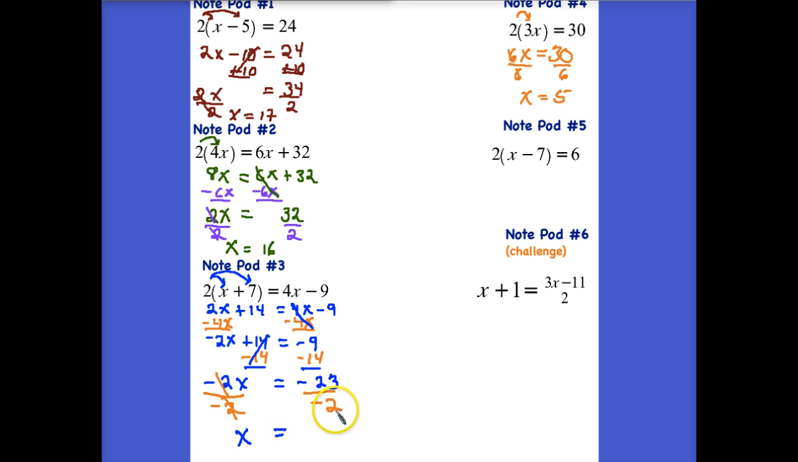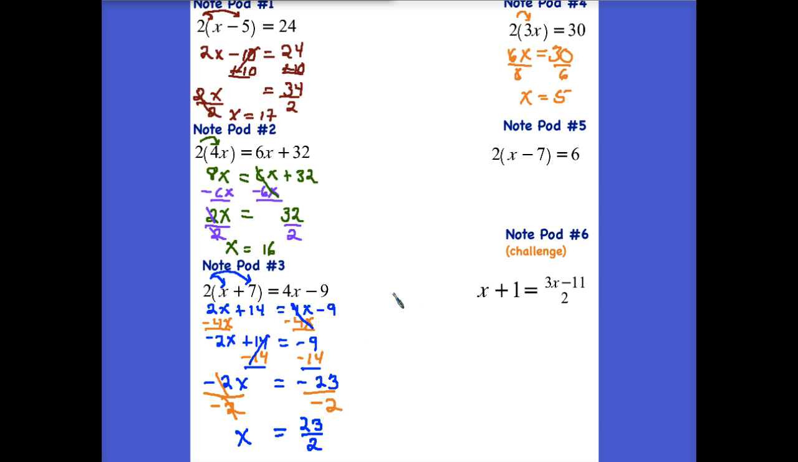And then negative 23 divided by negative 2, well, it doesn't come out even, but I do know that negative divided by negative is a positive. So I can leave it like that, or I can divide it and say it's 12.5. Either one is totally fine. All right, you guys. Any questions? Do you guys have any questions on this at all for your warm-up? All right. Nope, nope, nope.